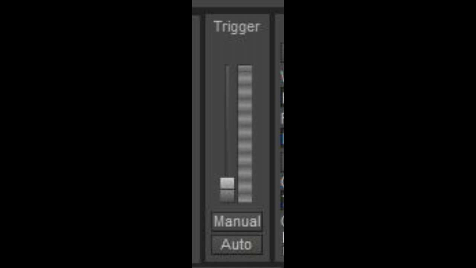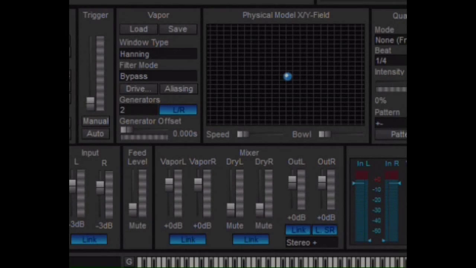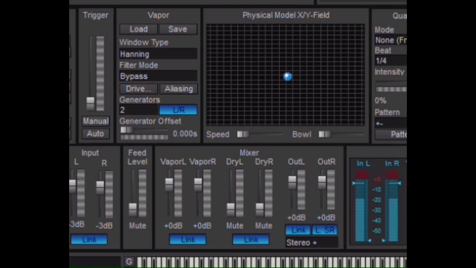Question 8. How can I adjust the manual trigger level and how can I optically control this level? The threshold of the trigger process can be adjusted using the slider or the wheel in the trigger panel, or by adjusting the level of the smaller inner columns of the in-L and in-R level meters. Both methods work synchronous and parallel.